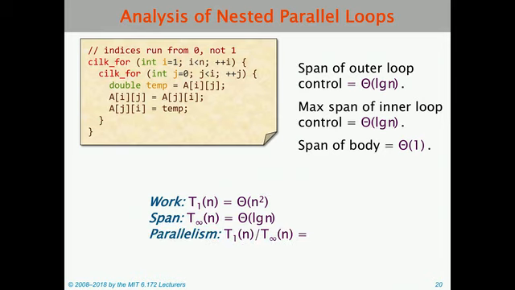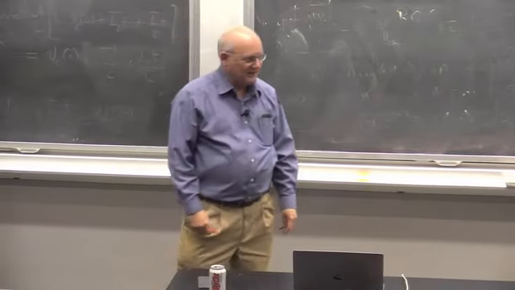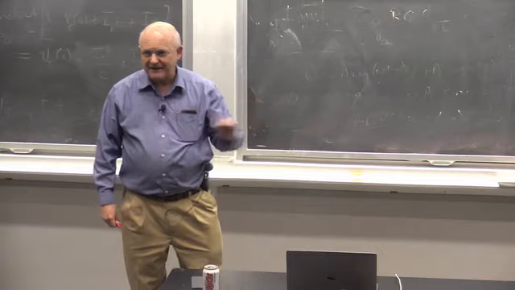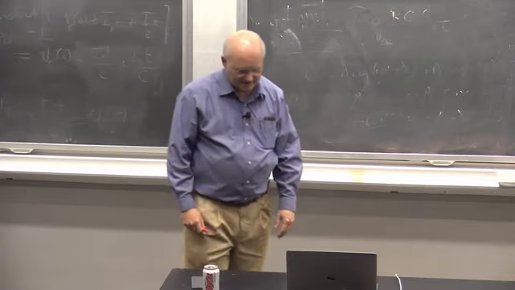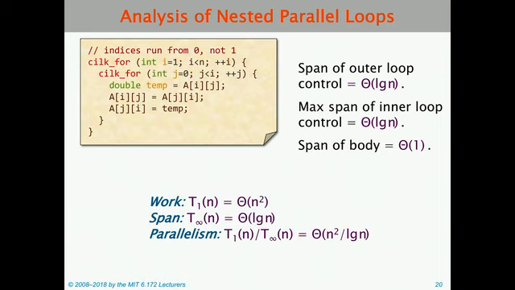Okay. So the parallelism is, this one. Every hand in the room should be up, waving to call on me. Sure. n squared over log n. Yeah, n squared over log n. Okay, that's the ratio of the two. Good. Any questions about that? Okay. So the parallelism is n squared over log n, and this is more parallel than the previous one.